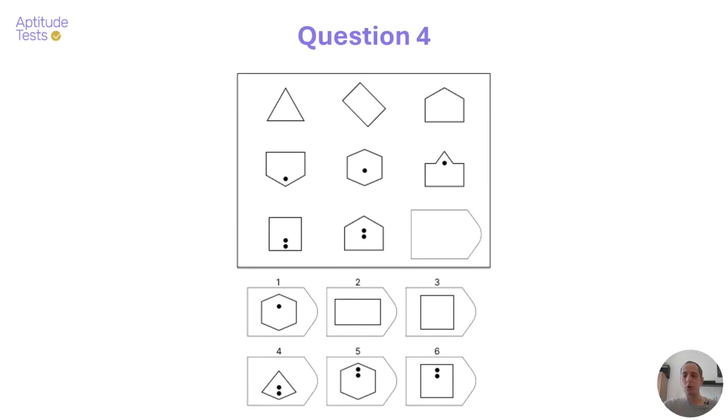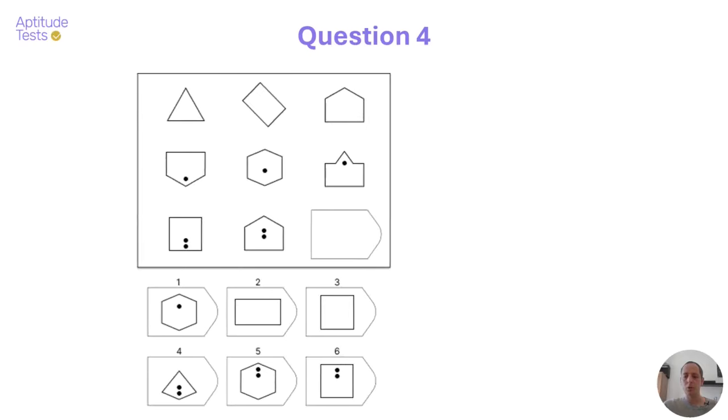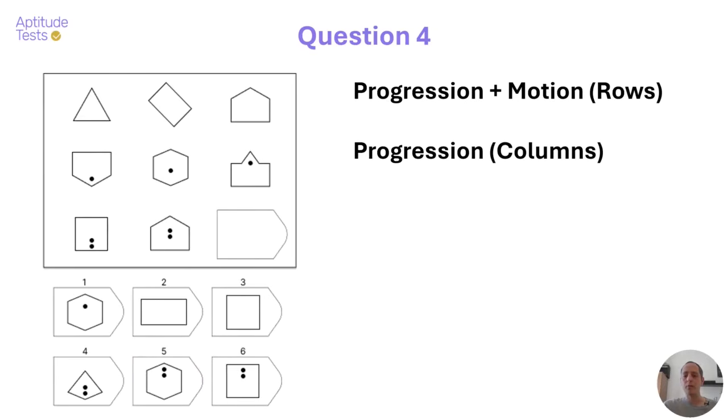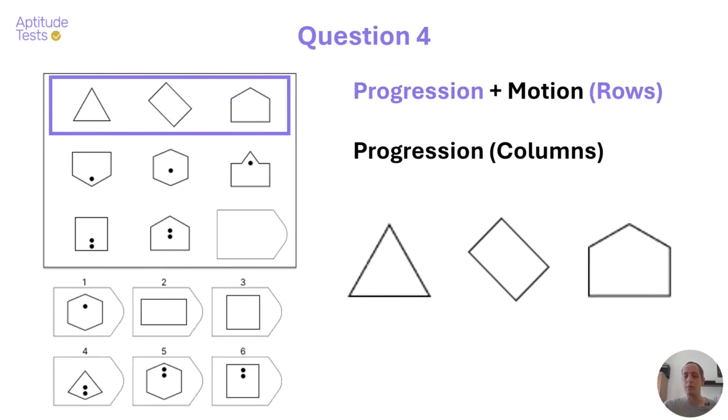Okay, so question number 4, this one's also going to be more advanced than we've seen before. Take a moment to look at it, and we're going to move ahead to the solution. Okay, so the correct answer here is answer number 5. We have 3 different patterns, 2 of them across the rows. The rows combine 2 different patterns, progression and motion, and a different type of progression across the columns. Okay, so we're going to start with the rows.